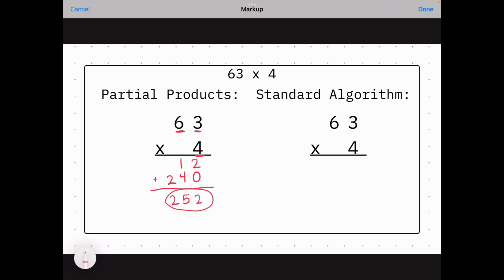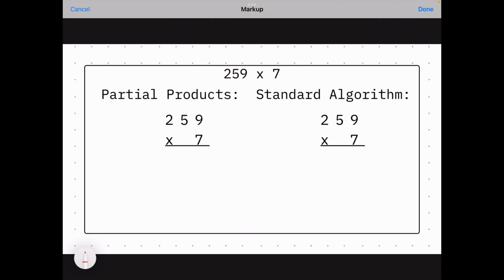Next, we'll use the standard algorithm. So this is that quick shortcut way how we usually solve a multiplication problem. We have 4 times 3 is 12, so I drop down my 2 and carry my 1 this time. And then I do 4 times 6, which I know is 24, plus 1 is 25. And I just drop that down because I don't have another digit to carry the 2 to. Same answer, 2 different ways to solve.